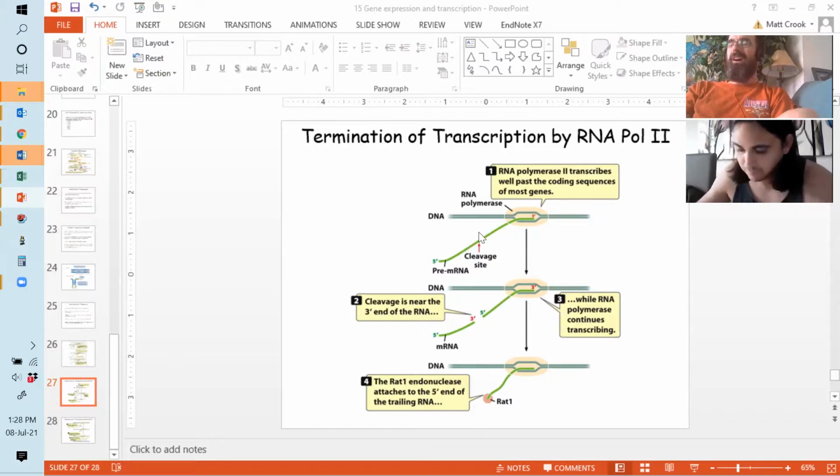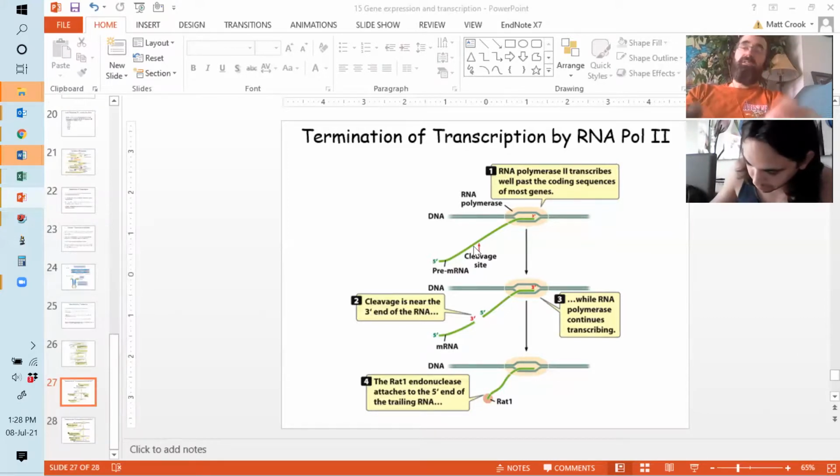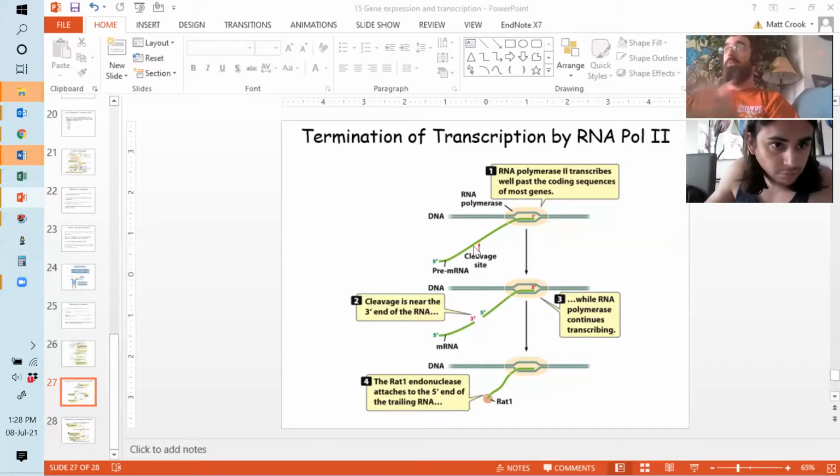And so after the 3' UTR, there's a site that's recognized by an endonuclease. And that RNA is cut. And so that releases the pre-mRNA that can then continue being processed before being exported to the cytoplasm. And RNA polymerase just keeps going on, oblivious, essentially. It's like, yeah, I'm having fun. Running down the track.